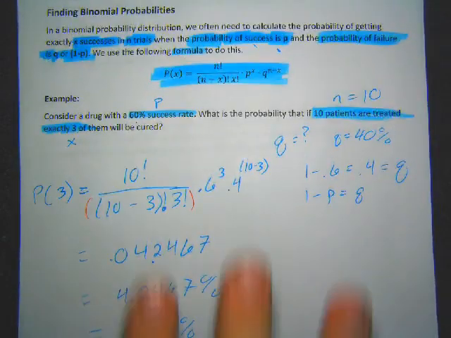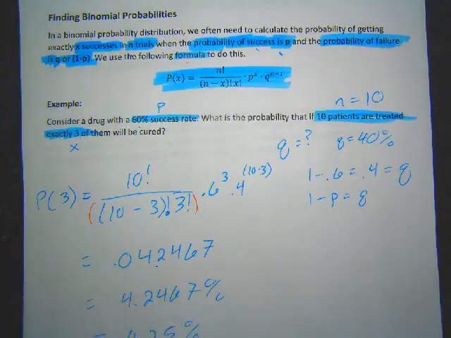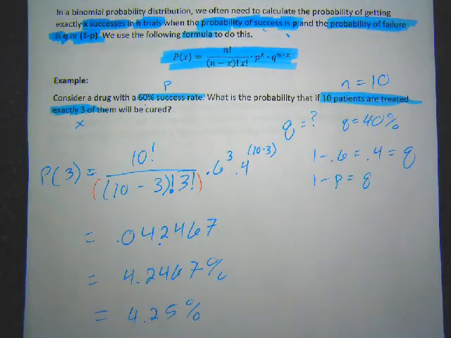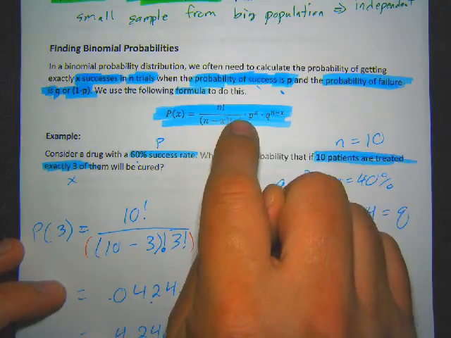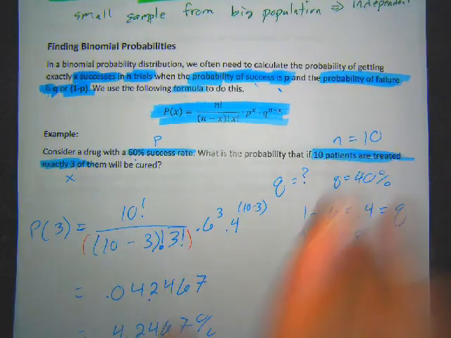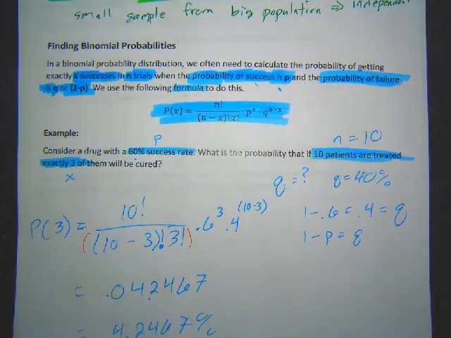Now, the formula is pretty cool and it's useful, but it'd be nice if we didn't have to type all this in our calculator. And actually, you don't have to do that. Because if you have the nice TI-84 Plus, it'll actually do this calculation without you having to use the formula. You just have to tell it what the probability of success, the number of patients, and the number of successes are.